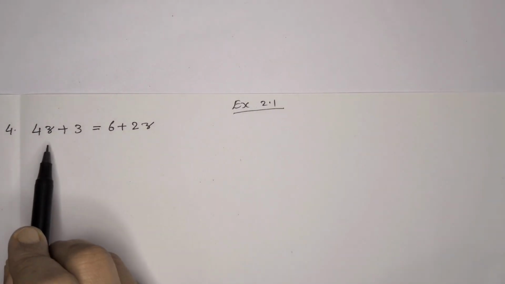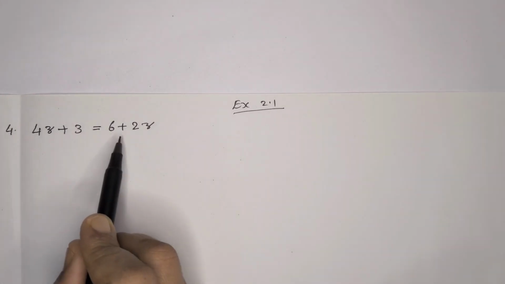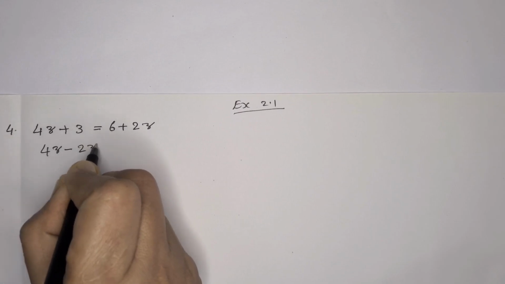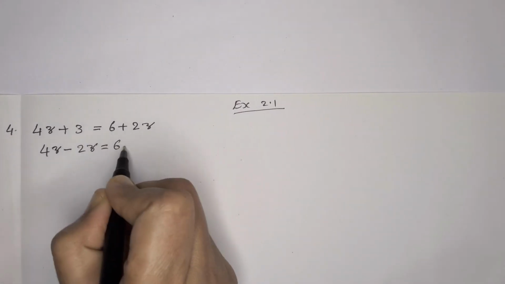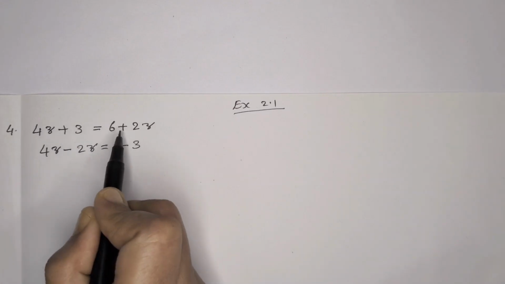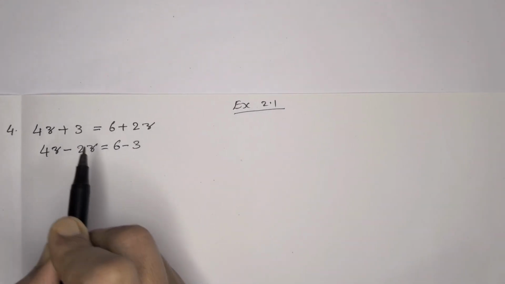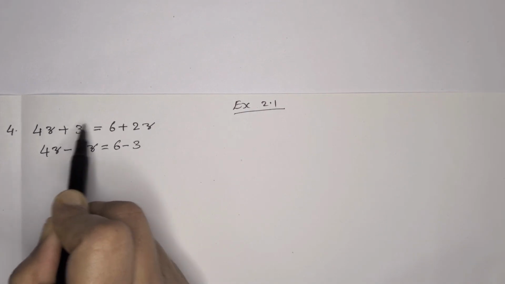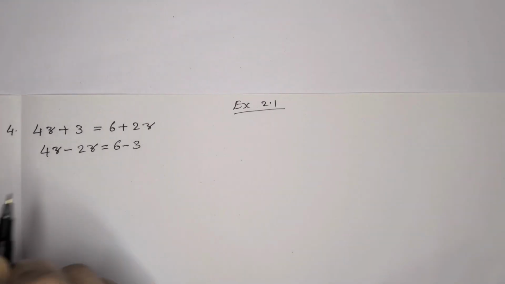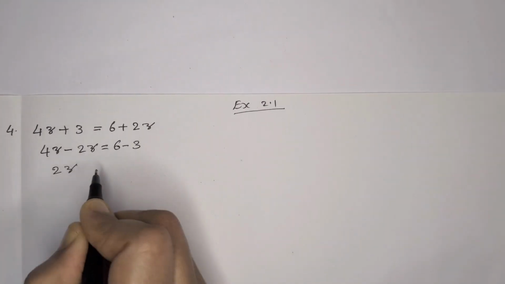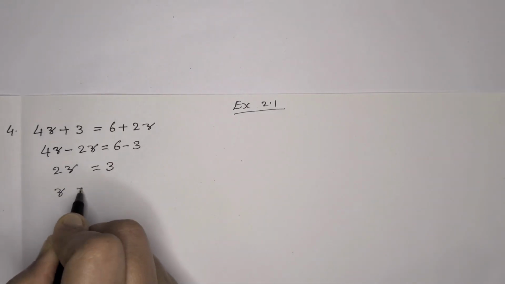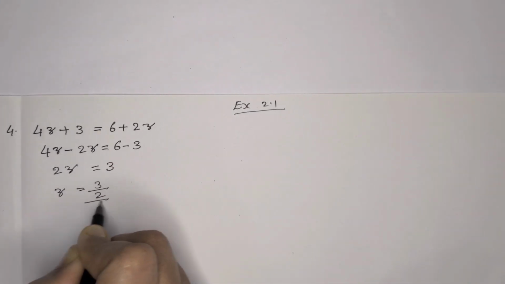Now fourth one. 4z plus 3 is equal to 6 plus 2z. 4z minus 2z is equal to 6 minus 3. When we are moving or shifting from one side to the other side of the equal to sign, we have to change the sign. Here plus 3, when we are moving to the right side of the equal to sign, will become minus 3. 4z minus 2z, 2z is equal to 6 minus 3, 3. Which means z is equal to 3 by 2.